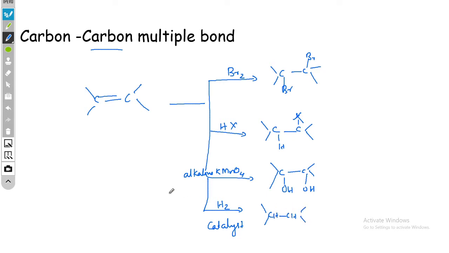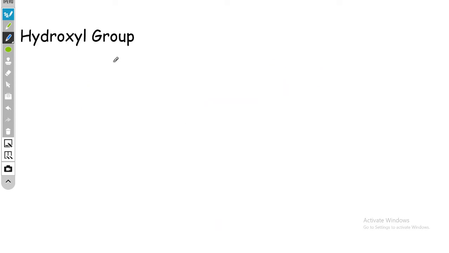So if the given alkaloid gives any of these reactions, either disappearance of the brown color when bromine water is added, or disappearance of the pink color with alkaline KMnO4, or addition of hydrogen in the presence of a catalyst, etc., we can confirm that it has a double bond or a multiple bond.